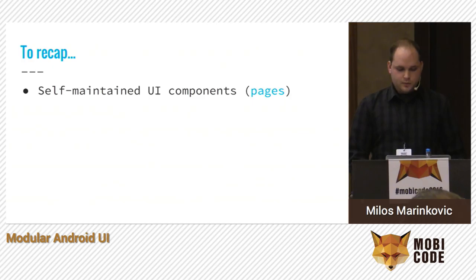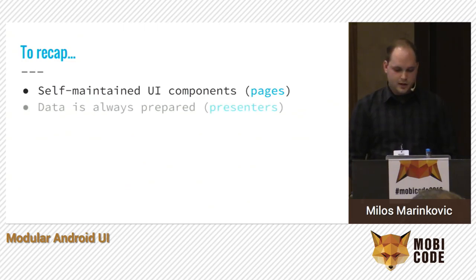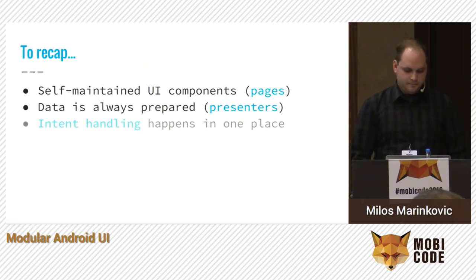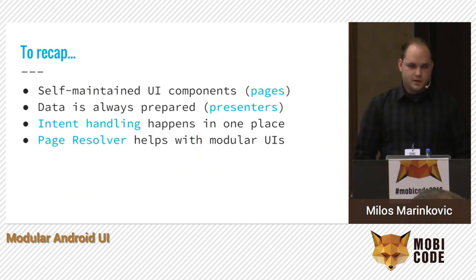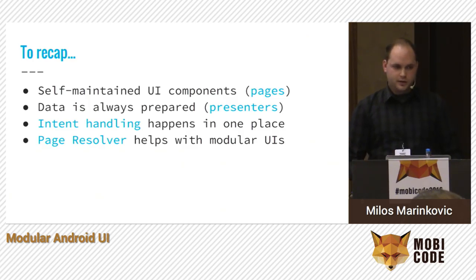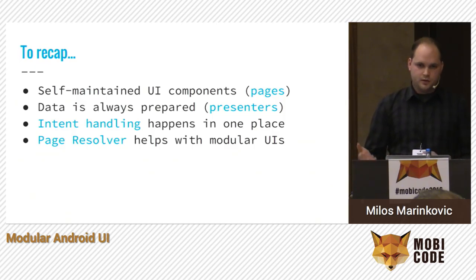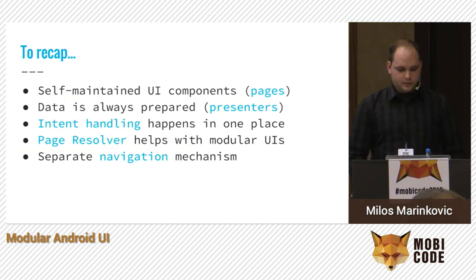So to recap, we built self-maintained UI components called pages. They hold the layout. They deal with the UI only. Data is always prepared in presenters. Presenters also deal only with the data. They don't know anything about the UI. Intent handling happens in one place. Page resolvers help with modular UIs. So if you have sub-brands, brands, specific requests, or runtime changes, for example a server change comes in, you can just say refresh page, and the framework will automatically know which page to show depending on the new setting you just got. And most importantly, a completely separate navigation mechanism.